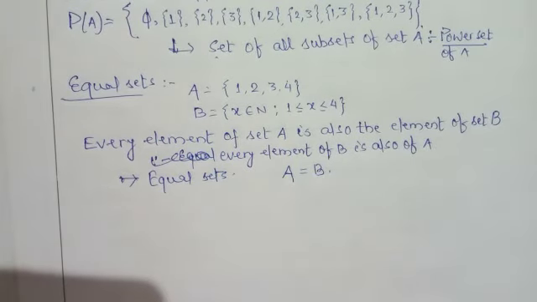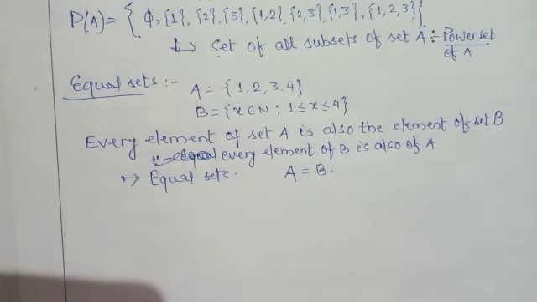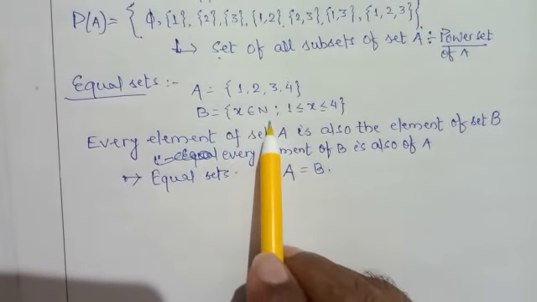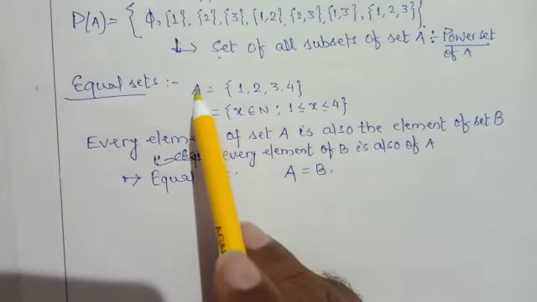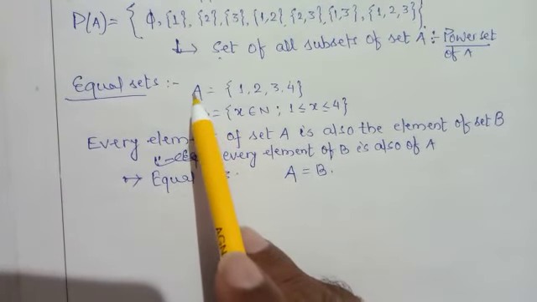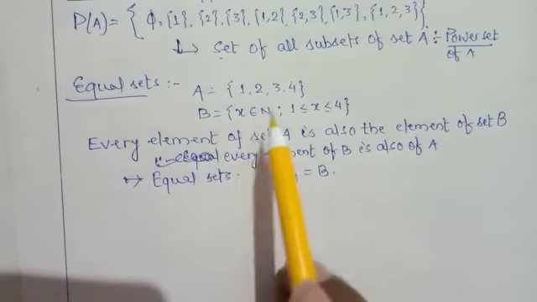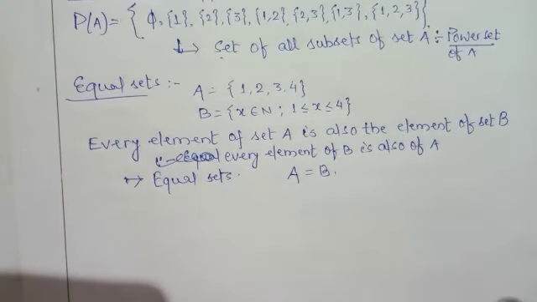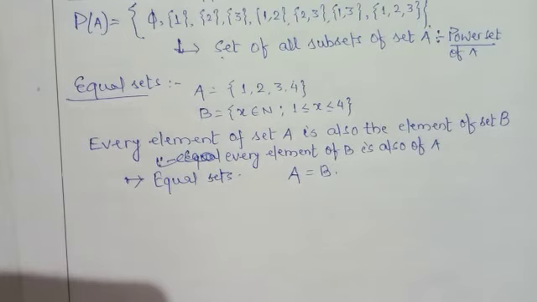Always remember that elements of a set are represented by small letters, whereas a set is always represented through capital letters. Small letters for elements and capital letters for the whole set.